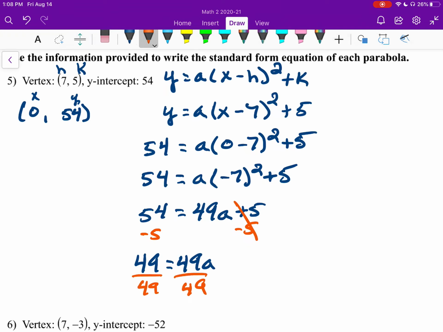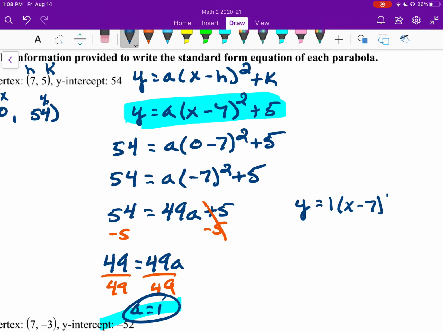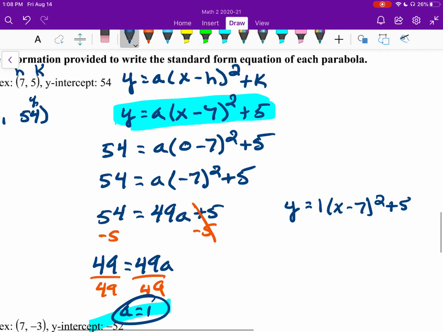Okay, so I'm going to take that a equals 1, and I'm going to plug it into this equation right up here, the equation before I plugged in the point. So this is going to be y equals 1(x minus 7) squared plus 5. And if you wanted to, you could get rid of that 1. So y equals (x minus 7) squared plus 5. There's your answer.